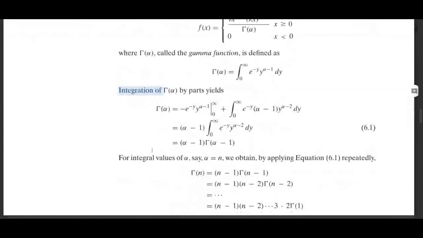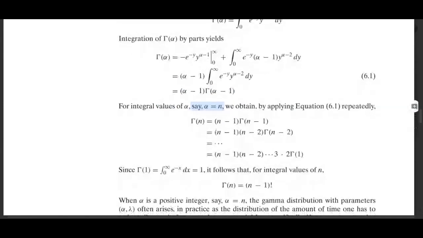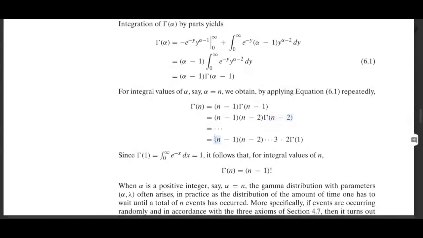Integrating gamma of alpha by parts, we get alpha minus 1 times gamma of alpha minus 1. For integral values of alpha, say alpha equals n, we apply the formula, so gamma of n would be n minus 1 times gamma of n minus 1. And that would be n minus 1 times n minus 2 times gamma of n minus 2, and so forth. So in that case, we get n minus 1, n minus 2, up to 3 times 2 times gamma of 1.